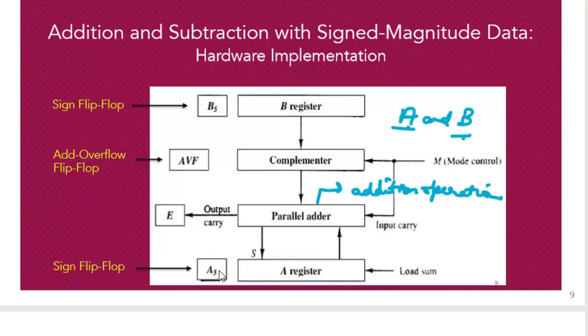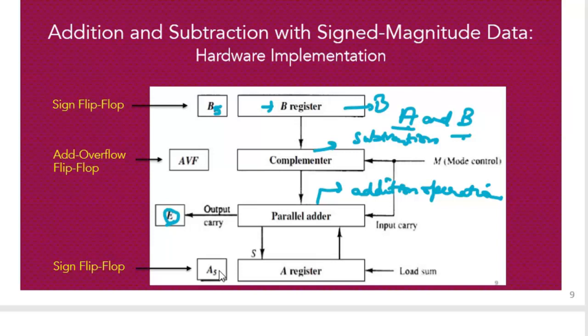Now what is the complementer here? It is basically used to perform the subtraction. Whenever you perform subtraction between two numbers A and B, you have to find the 2's complement of one of the values, whether A or B. That is done by this complementer. Now here the B register is holding the value of B, and the sign of B is stored in BS. Here it is AVF. AVF means add overflow flip-flop. E is another flip-flop that is used to hold the carry. Whenever a carry is generated during the operation, the output carry will get stored in this E flip-flop.